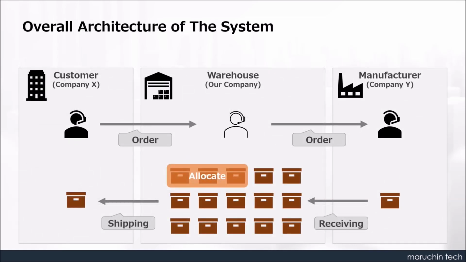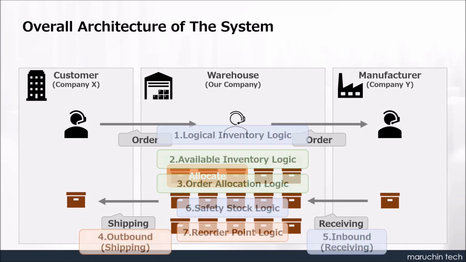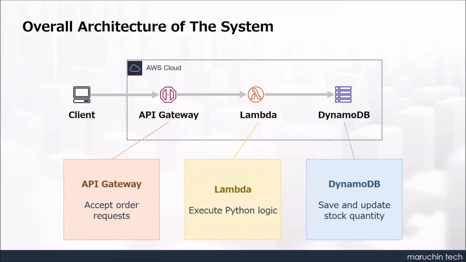In Python, we structured the classes and developed 7 logic components as functions. These classes are executed in the appropriate sequence according to the API execution timing. This ensures the integrity of both logical inventory and allocated inventory. We also learned about the roles of basic AWS services. It is not enough to simply use AWS services. You must understand the business challenges of inventory management and select the optimal services to solve them.